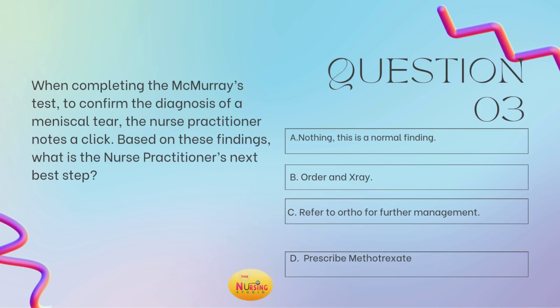And then last question for today. When completing the McMurray's test to confirm the diagnosis of a meniscal tear, the nurse practitioner notes a click. Based on these findings, what is the nurse practitioner's next best step? Is it A, nothing, this is a normal finding? B, order an x-ray? C, refer to ortho for further management, or D, prescribe methotrexate. Take a moment and tell me what you got.